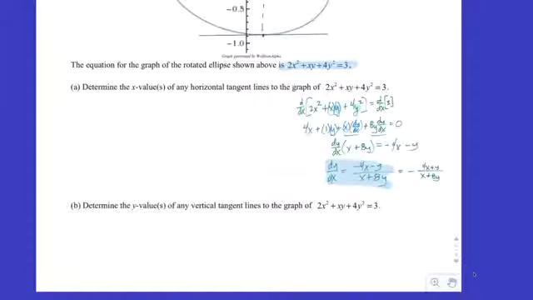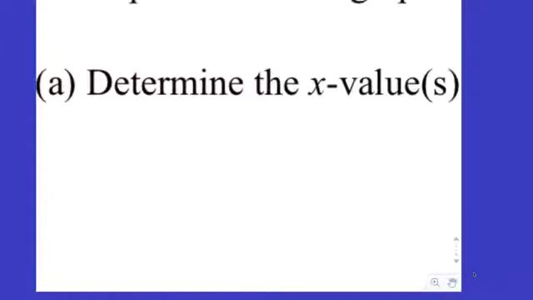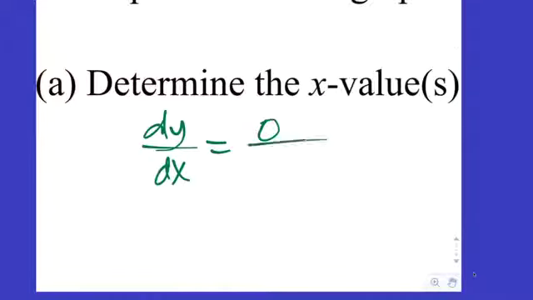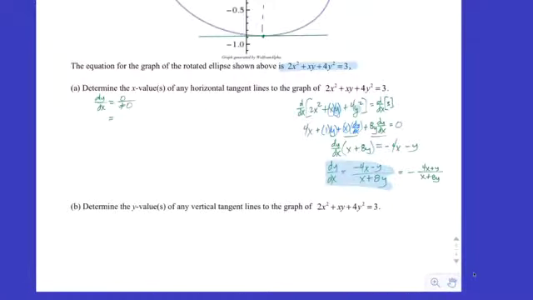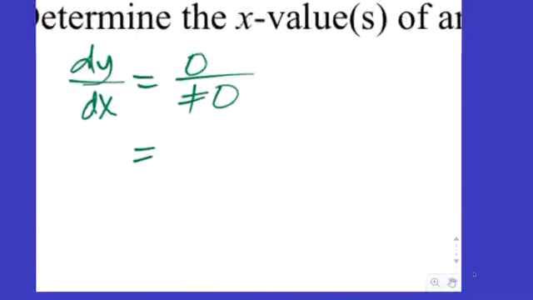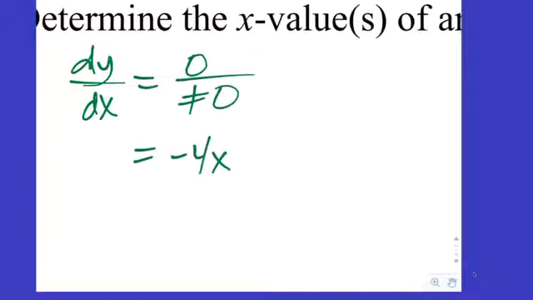All right, so now determine where we have horizontal tangent lines. That's where the derivative is 0. So dy/dx is equal to 0 over non-zero. That's going to earn a check. And now we'll set the numerator equal to 0, negative 4x minus y equals 0.